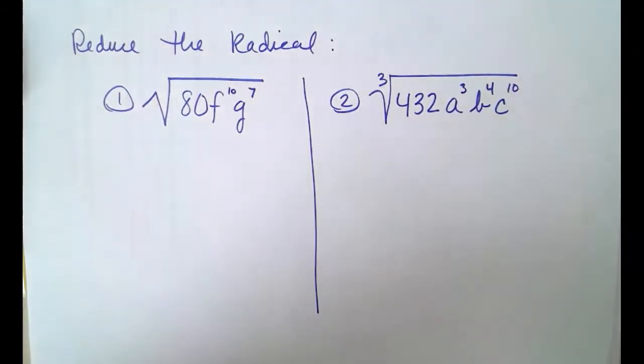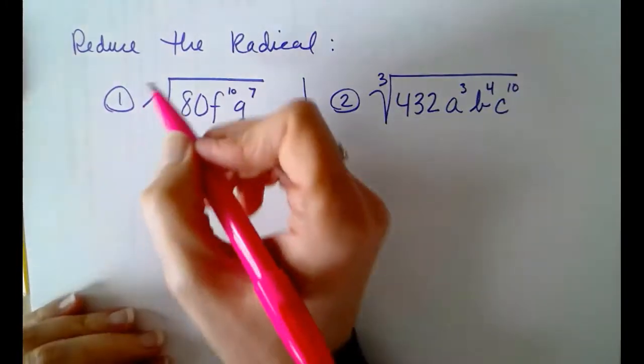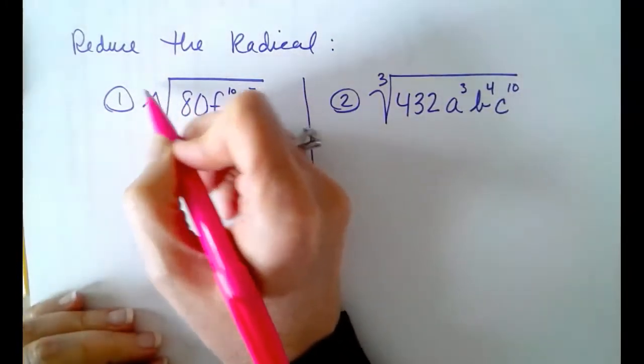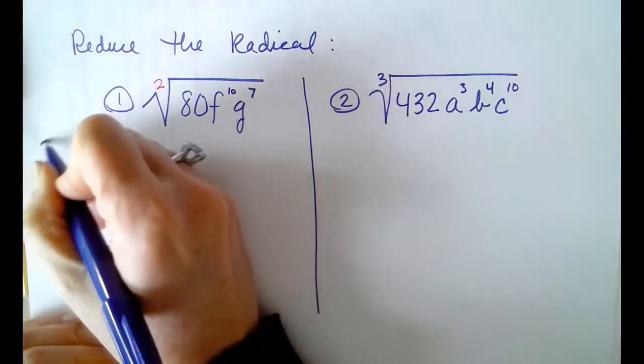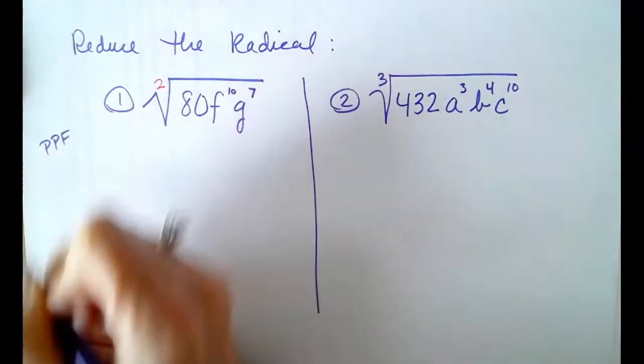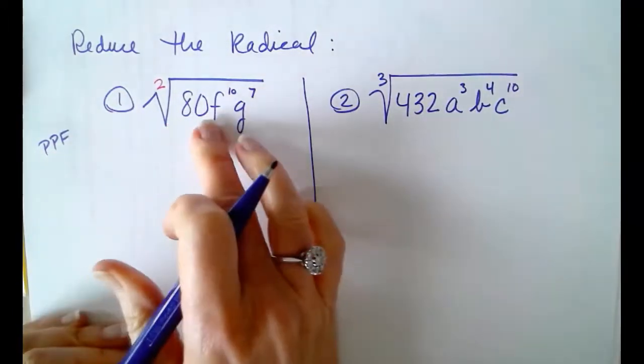And when we reduce radicals, if we have a radical with no given index, remember that that index is a 2. And every single time when we start simplifying a radical, we will make a factor ladder because we need to know the prime factorization of the radicand.